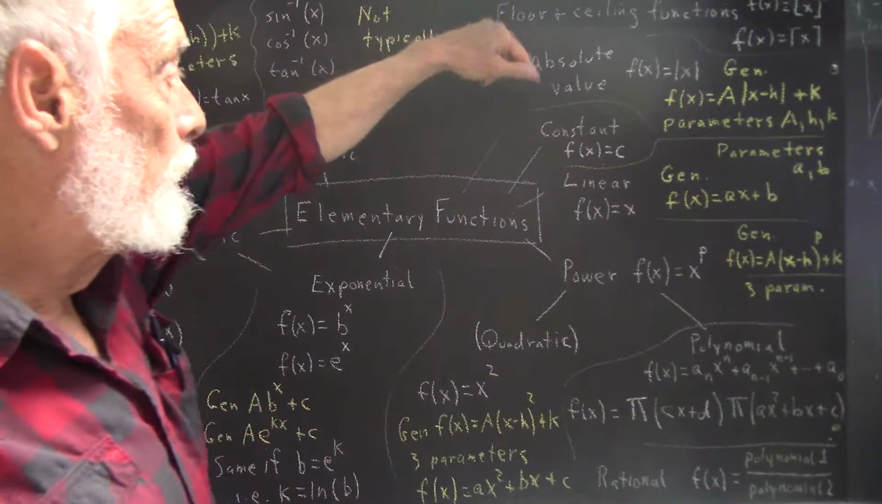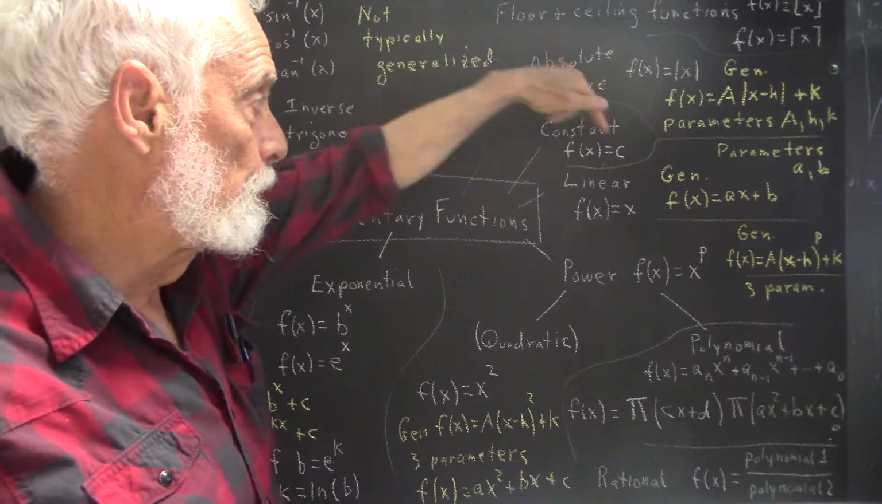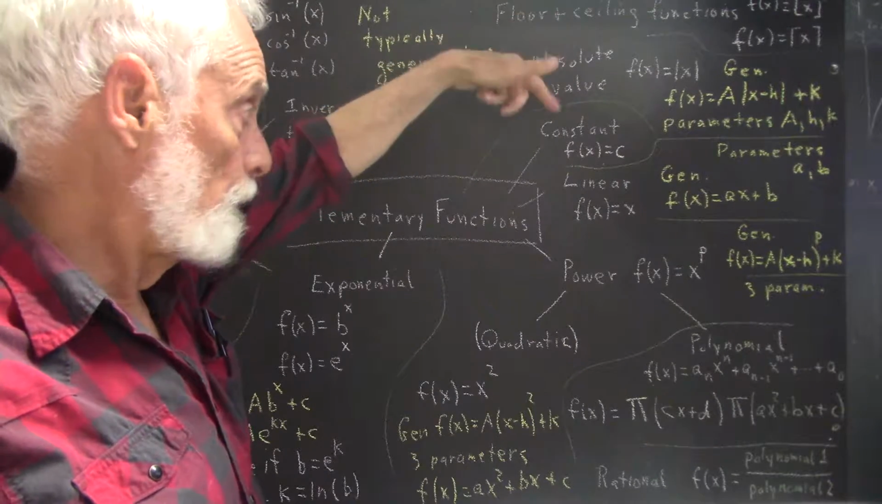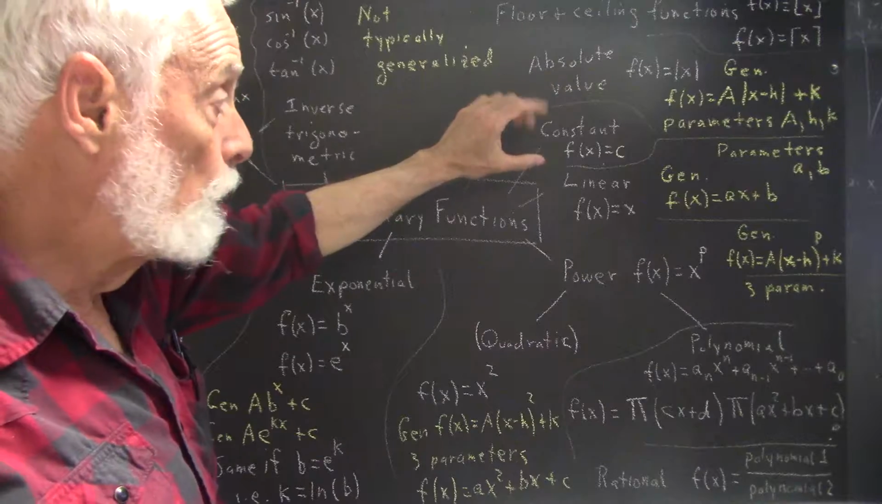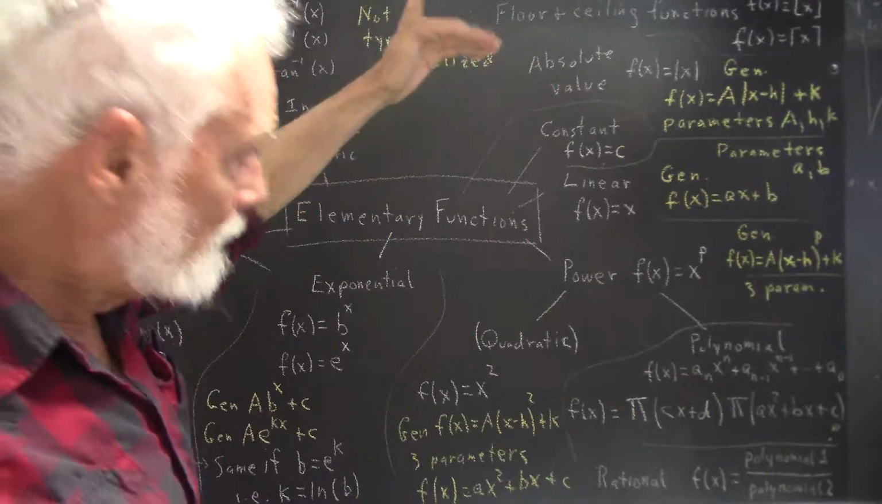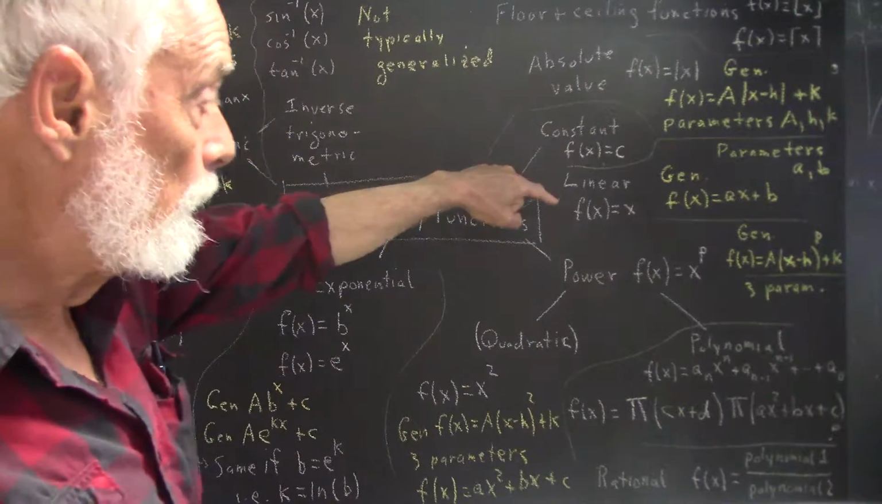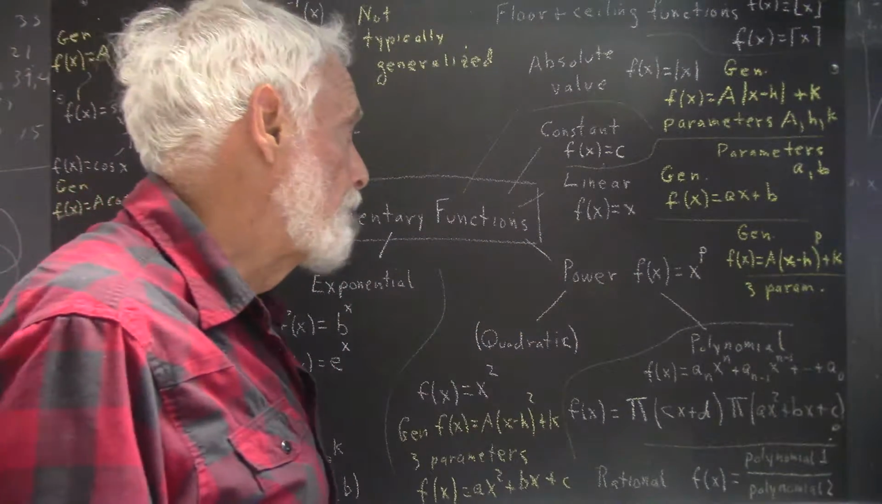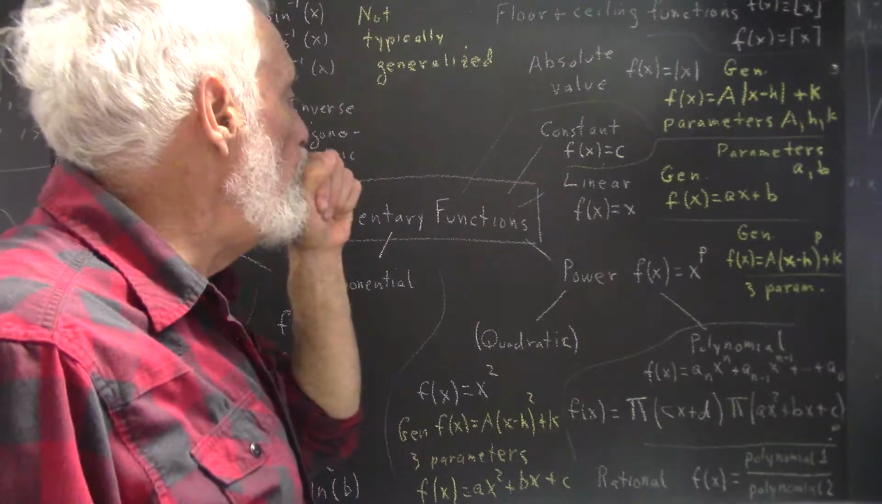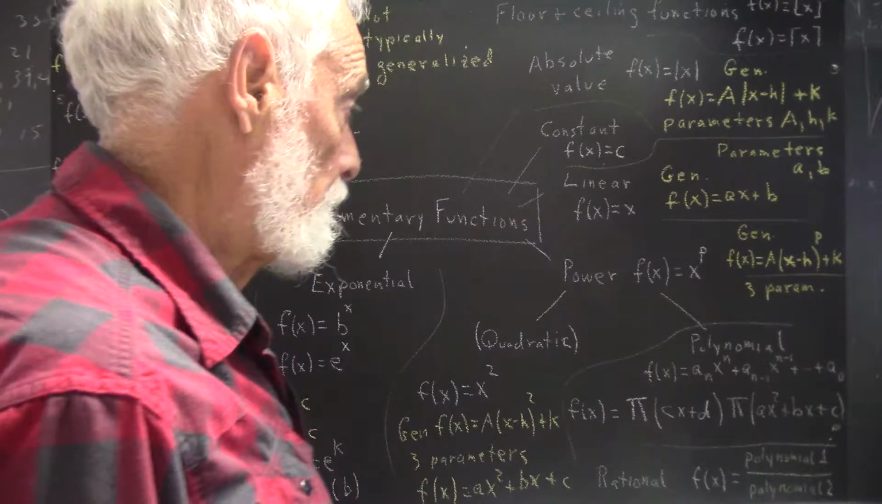Okay, constant function, f of x equals c, one of our very basic, very simple functions. There's nothing much you can do with that one except add it to other functions. Okay, linear function, f of x equals x. The most basic linear function is f of x equals x. Now we can generalize that function.